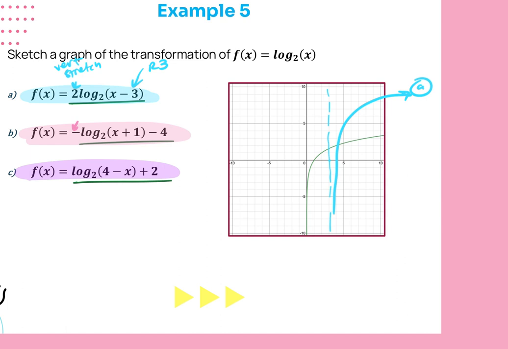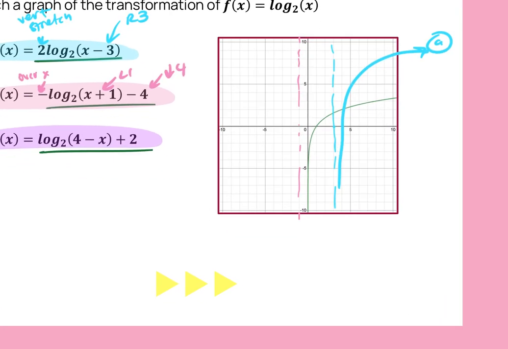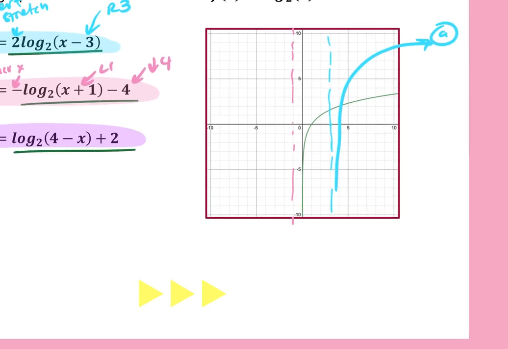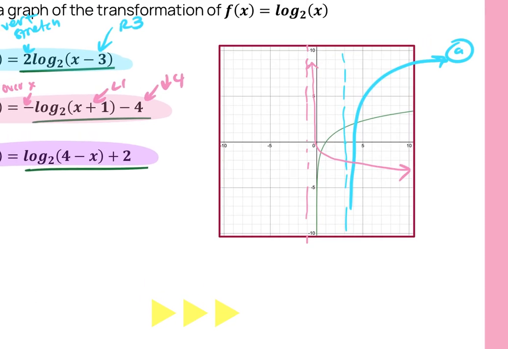All right, B. Negative on the front. Reflection over the x, or upside down. The plus 1: left 1. The minus 4: down 4. So I'm going left 1 with my asymptote. I'm flipping it upside down and I'm going down 4. But it's still going to eventually cross. And I'm flipping it upside down, so it's going to look something like that. This would be actually higher, or it's close enough.